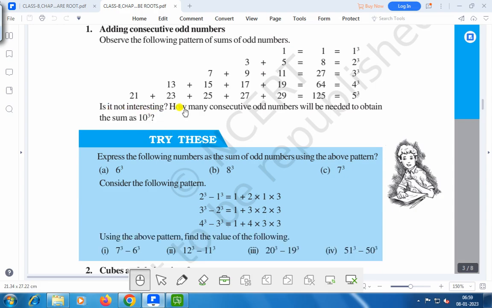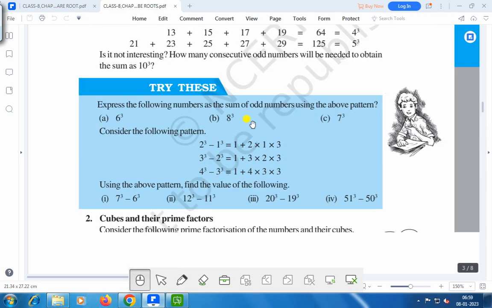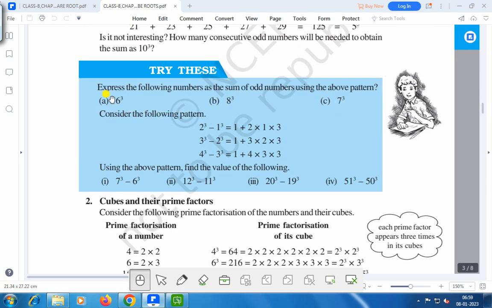Is it not interesting? How many consecutive odd numbers will be needed to obtain a sum of 10 cube? Try this. Express the following numbers as the sum of odd numbers using the above pattern. 6 cube.